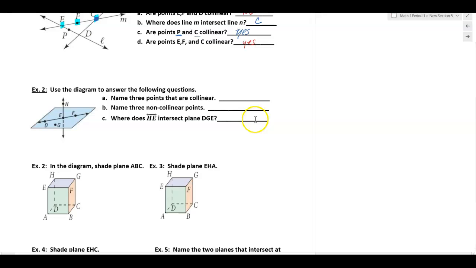All right. Example 2, name 3 points that are collinear. If I look here, D, E, and F are collinear. Name 3 non-collinear points. There are many different options, but I can say D, E, and G, or I can say E, F, and G, right? Those are all non-collinear. Where does HE intersect the plane DGE? Where does this line intersect this plane? If I look, it's at point E.